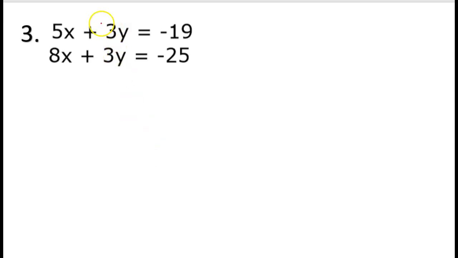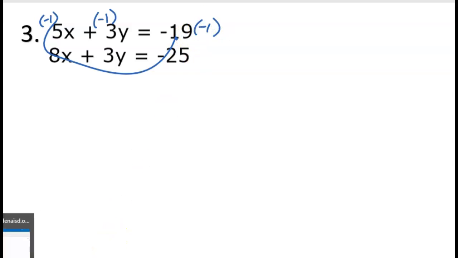What number would I need right here in order to cancel out the y's? I have a 3. They're both the same number, but I need one positive and one negative. So I'm going to need to multiply that by negative 1 in order to make it. If I multiply that one by negative 1, what do I have to multiply this one by? What do I have to multiply that one by?